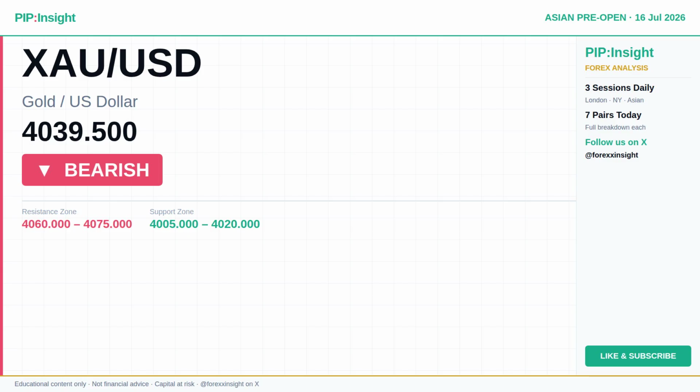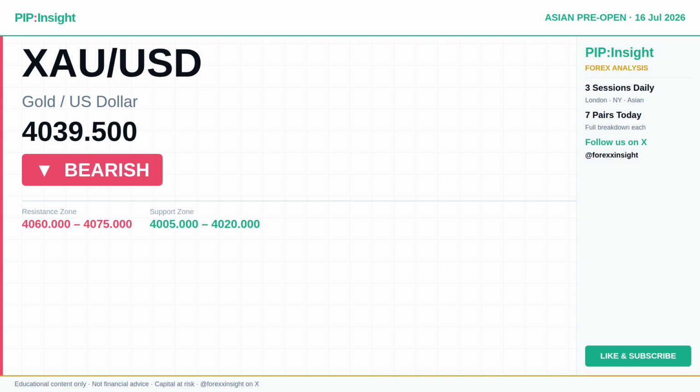Now on the fundamental side, today's US calendar drops at the same time, with retail sales, core retail sales, unemployment claims, and the Philly Fed all hitting at 8:30 Eastern. If that data bundle prints stronger than forecast, dollar strength could weigh on gold and accelerate a move toward the $4,005 to $4,020 support zone. Softer numbers could offer gold a short-term lift back toward the $4,060 to $4,075 resistance band.